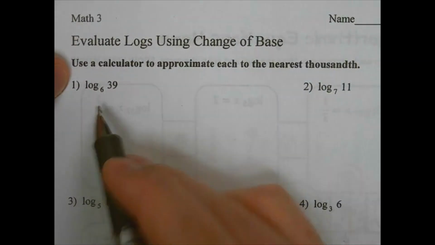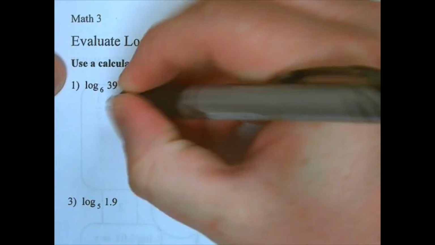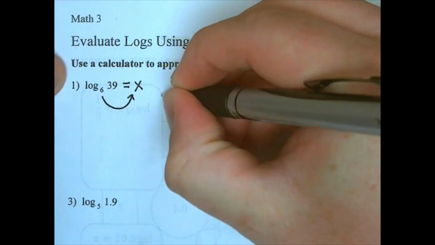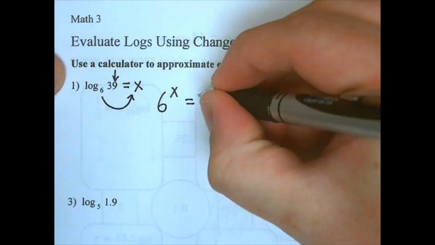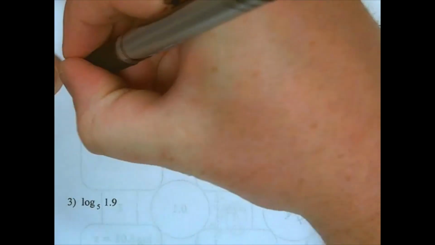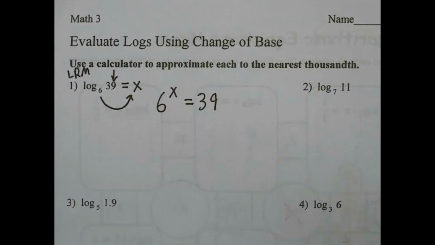If I look at number 1 and try to solve it like we did yesterday, I set this equal to x, and I do 6 to the x power equals 39, which is left, right, middle. So we're moving it from log form to exponential form, and then our goal is to find an answer.